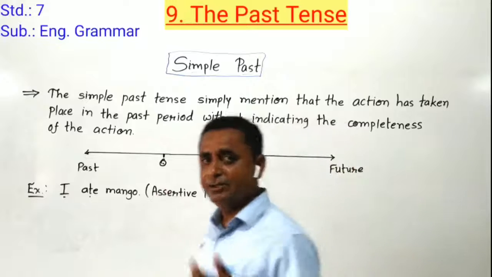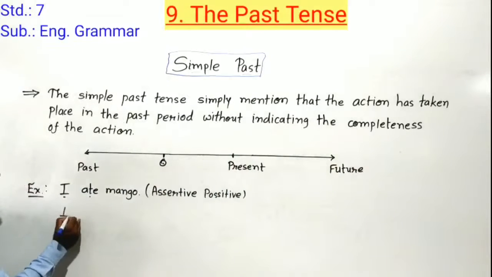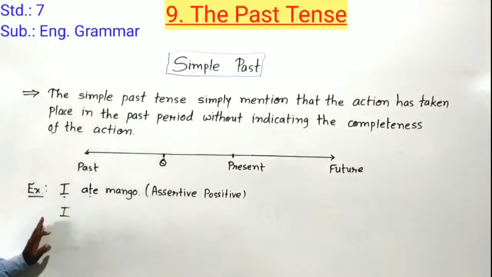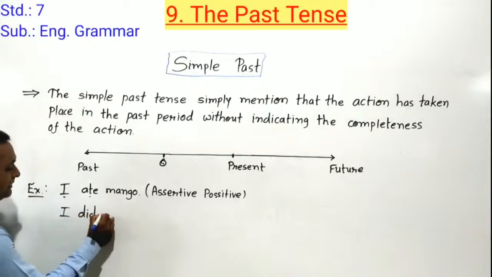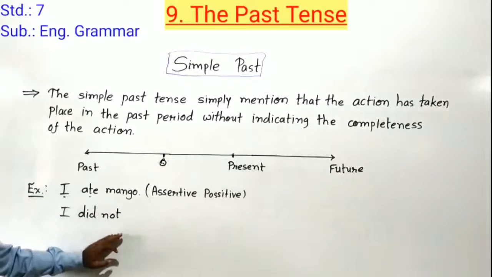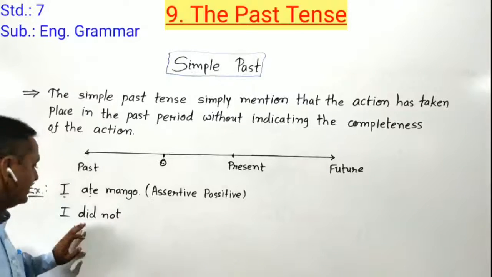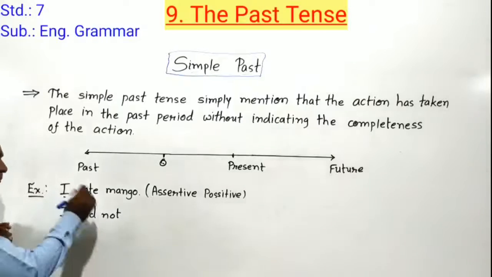First of all, we have to write the subject. The subject remains the same: I. Here we require did to make it negative. So I write did not. We have to make it negative, so not is required and the helping verb is also required here. So, I did not.